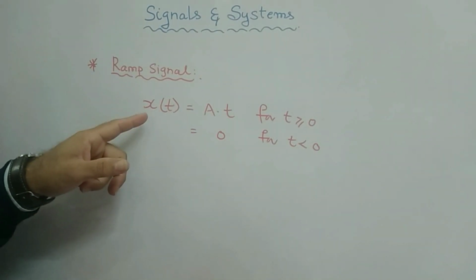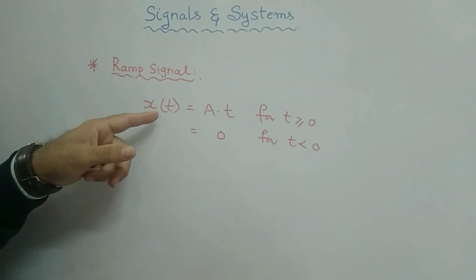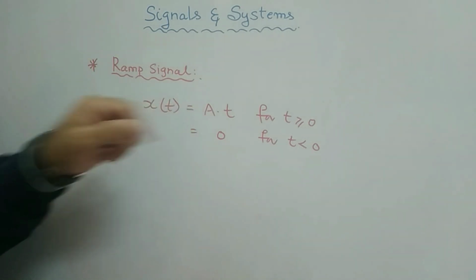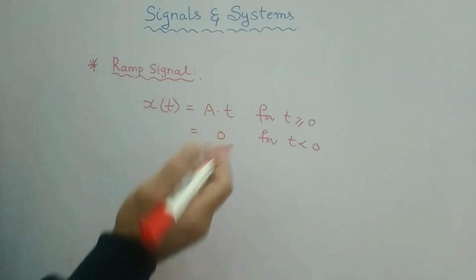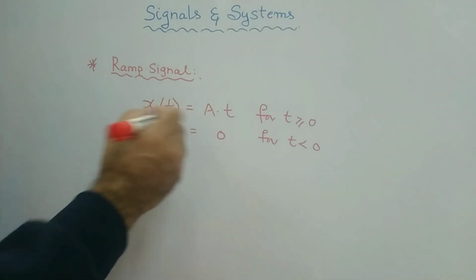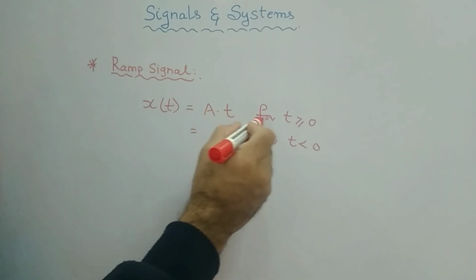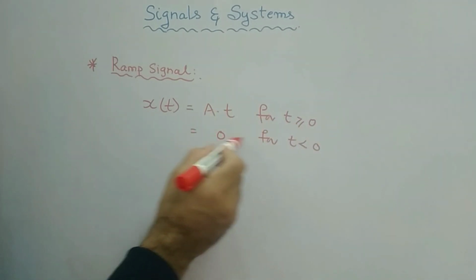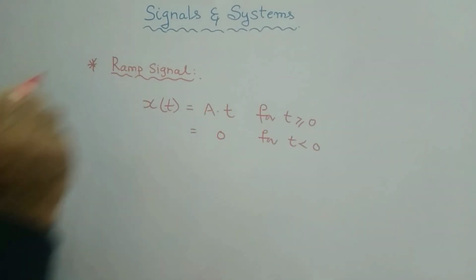X of t is a continuous time signal. The value of x of t is a into t. Remember that a is the magnitude, and t stands for time itself. Therefore, x of t is equal to a into t for t greater than 0 and it is 0 for t less than 0. This is the ramp signal.